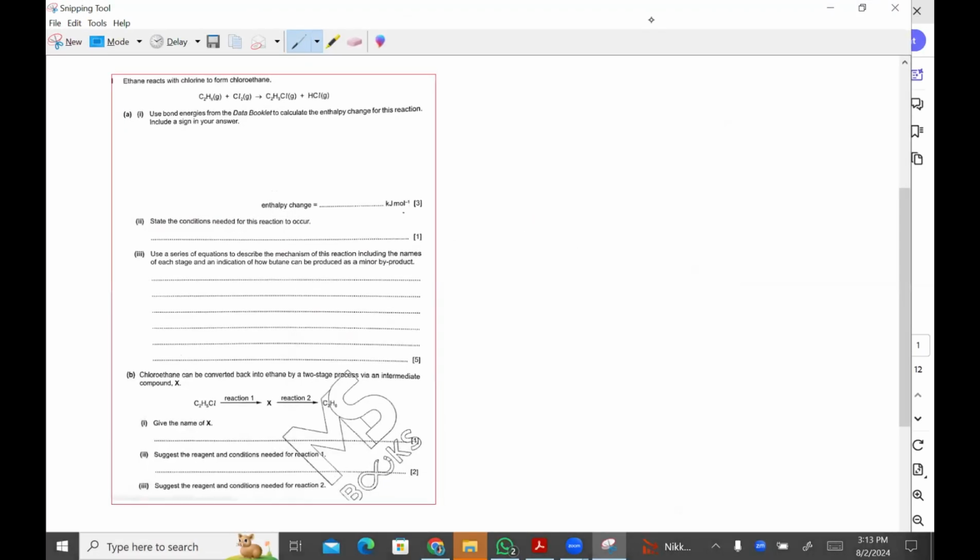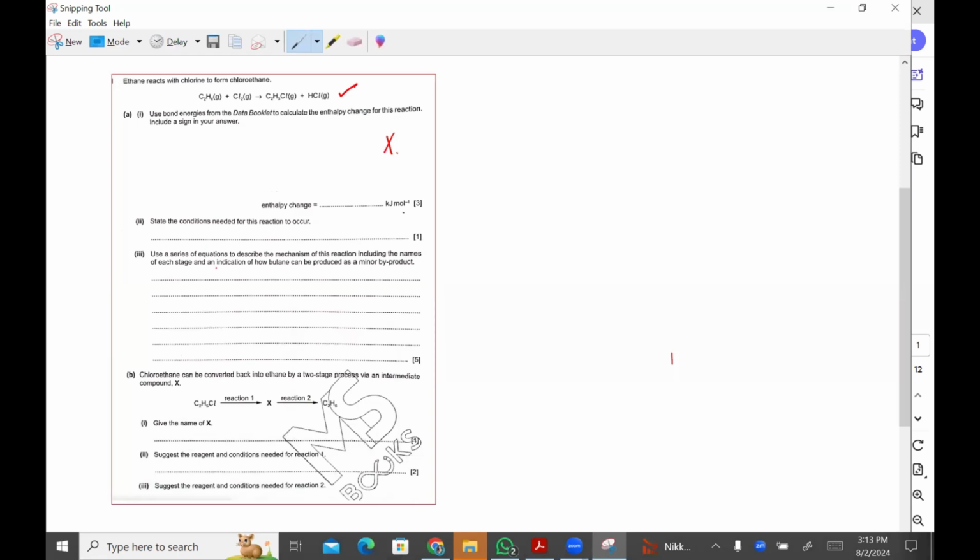Okay. So we have a question. Ethane reacts with chlorine to form chloroethane. First of all, this is the equation that has been written. And we are not going to do this question because we are not discussing the enthalpy changes right now. Let's move towards question number two.